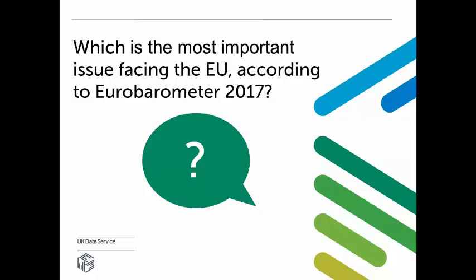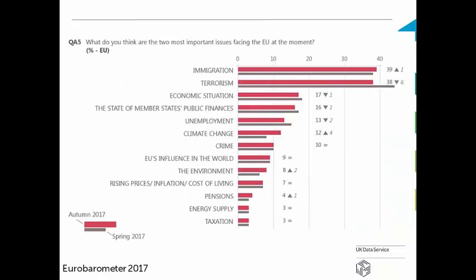Okay, so let's have a look at what the actual results were. This is from a report from Eurobarometer 2017. You can see that immigration and terrorism are the key issues facing the EU according to the respondents. They were in fact asked which they think are the two most important issues facing the EU at the particular time. These data are also broken down in the report by country and also over time, so that you can see how these issues facing the EU vary by country and change over time according to people in this survey. So it's very useful for that.